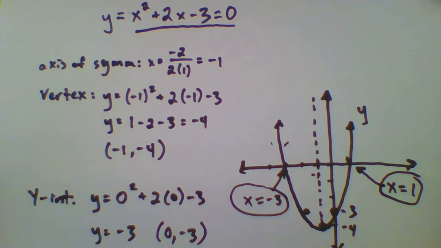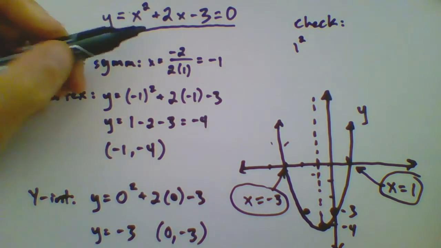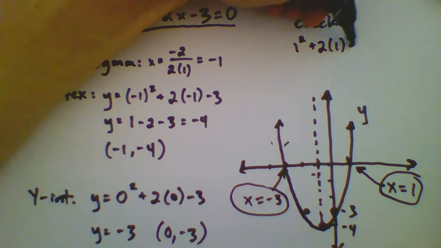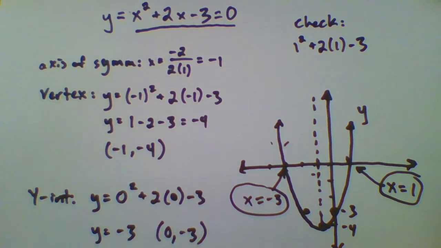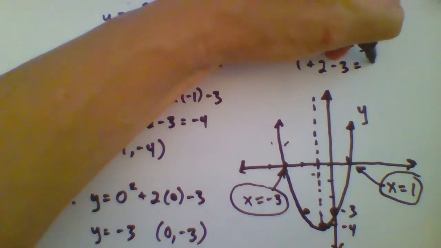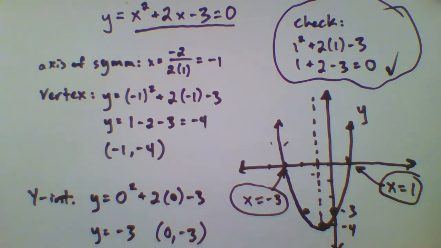If you're not sure and you want to test them out, you can plug them back in here for x. So for example, if we make x equal to 1 and we put it in here, we would get 1 squared plus 2 times 1 minus 3, which is equal to 1 plus 2 minus 3, which is equal to 0. So that's how we can check to make sure that our answer is correct.